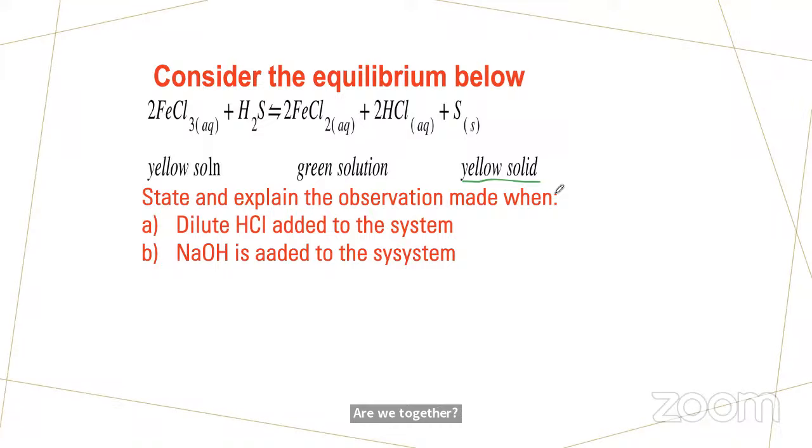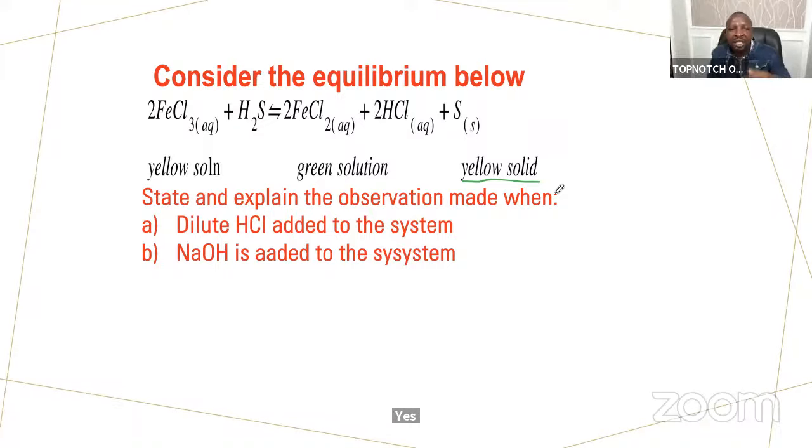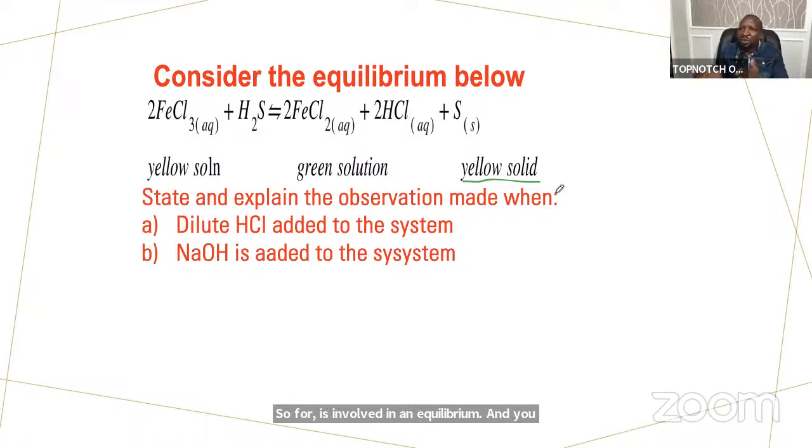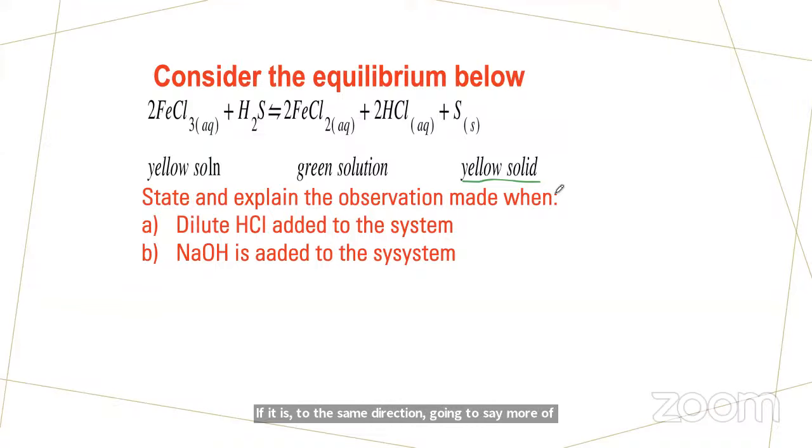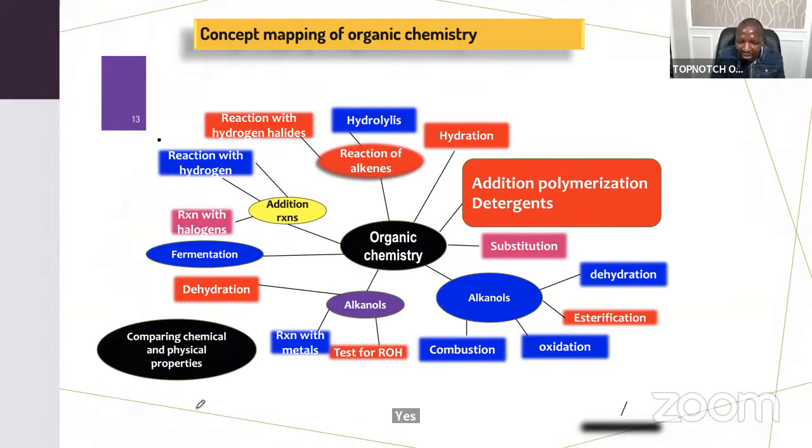I'm shifting to the right. So the green color intensifies, and more of the yellow solid is formed. So for solids, if a solid is involved in an equilibrium and you're talking about shifting, if it's shifting in the opposite direction, you're going to say more of the solid dissolves. If it is shifting in the same direction, you're going to say more of the yellow solid is formed. Are we together? Now I'm clear. Please make sure that rate is very important.